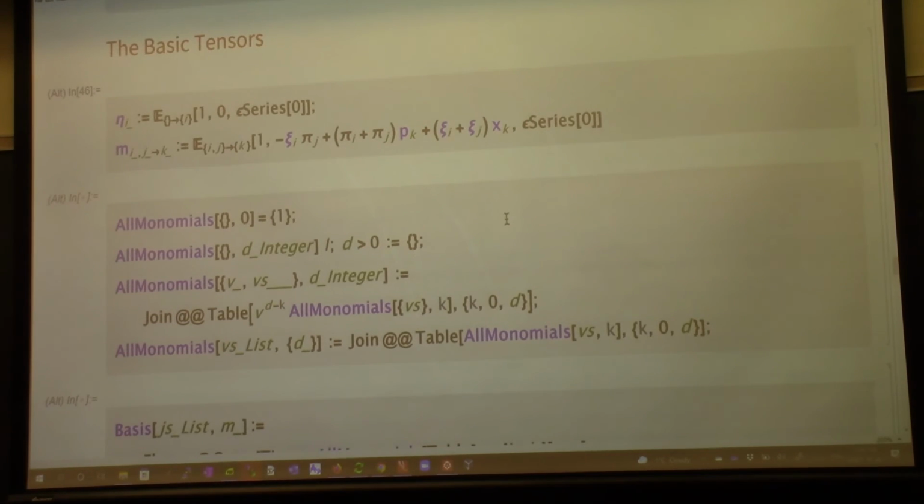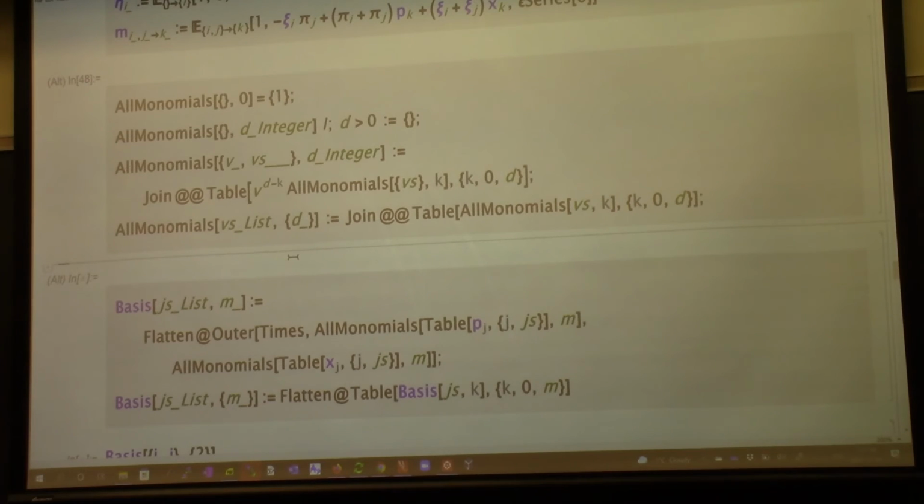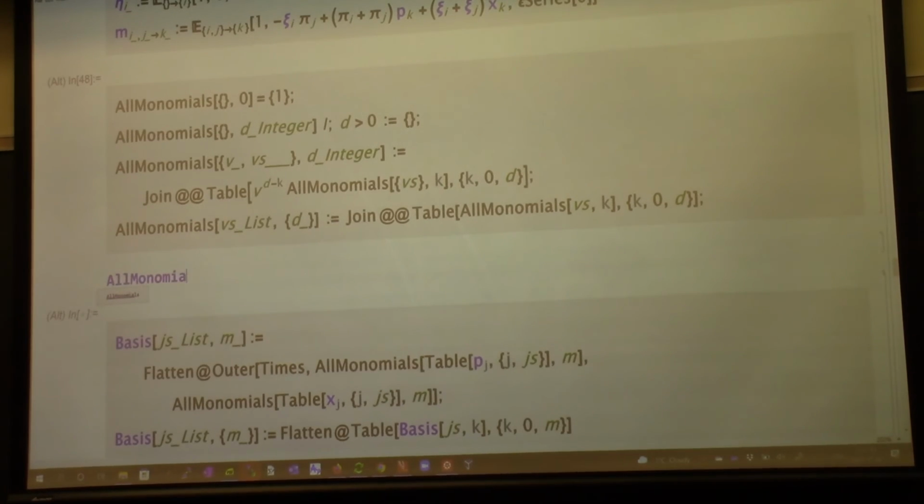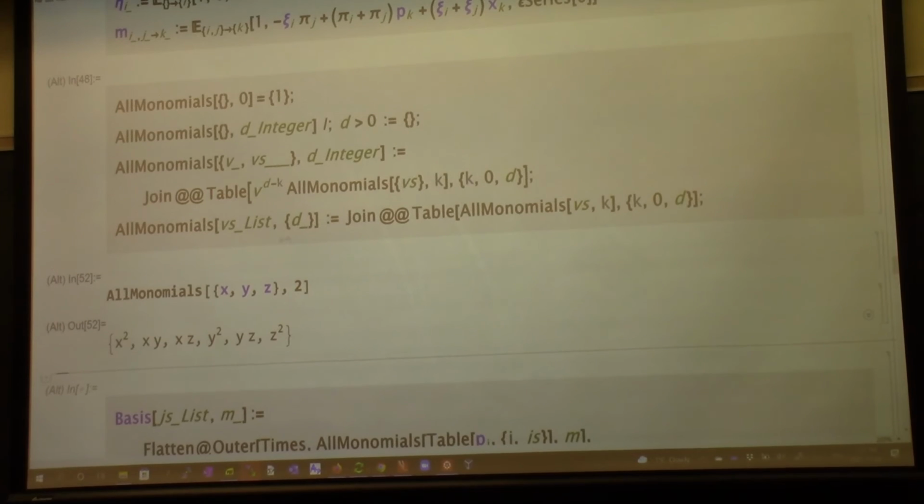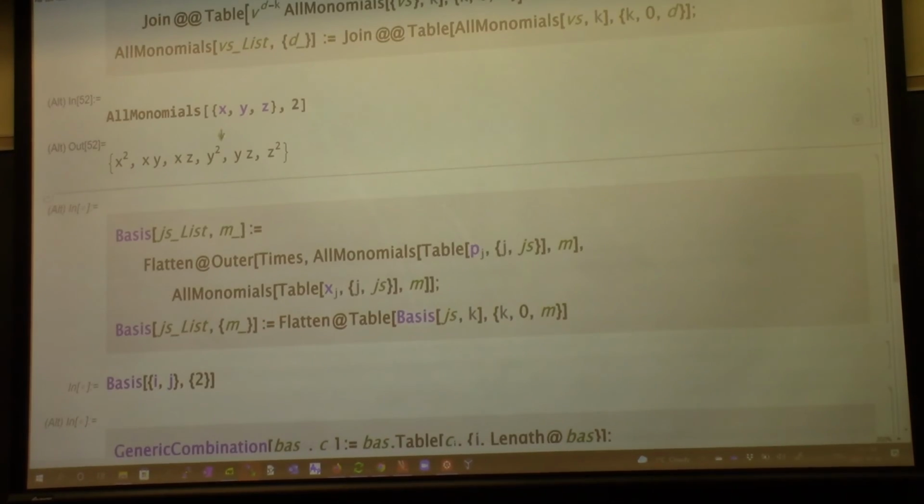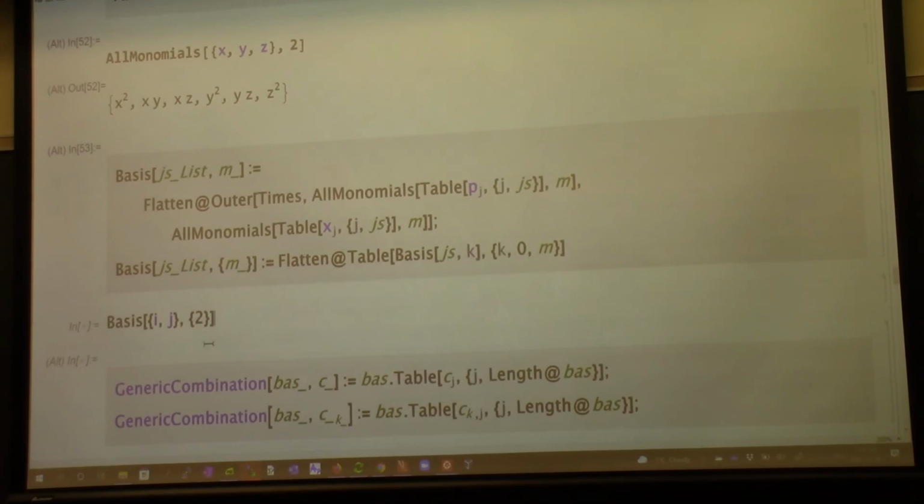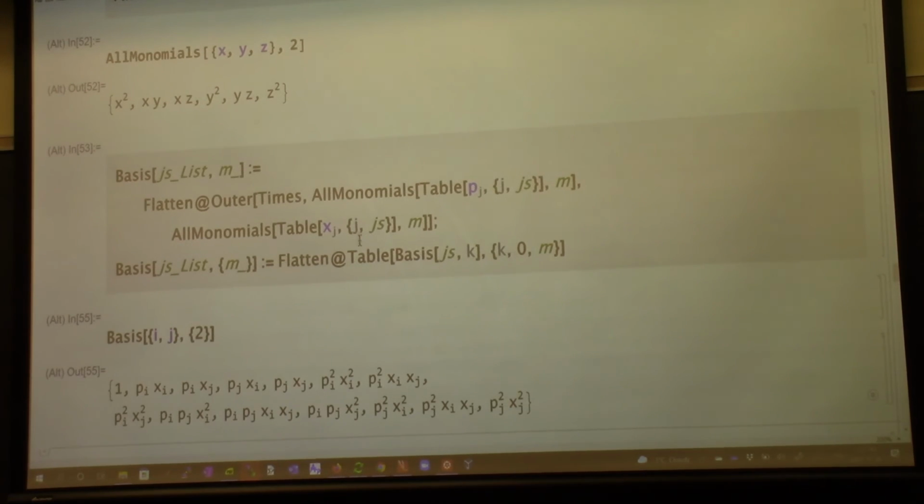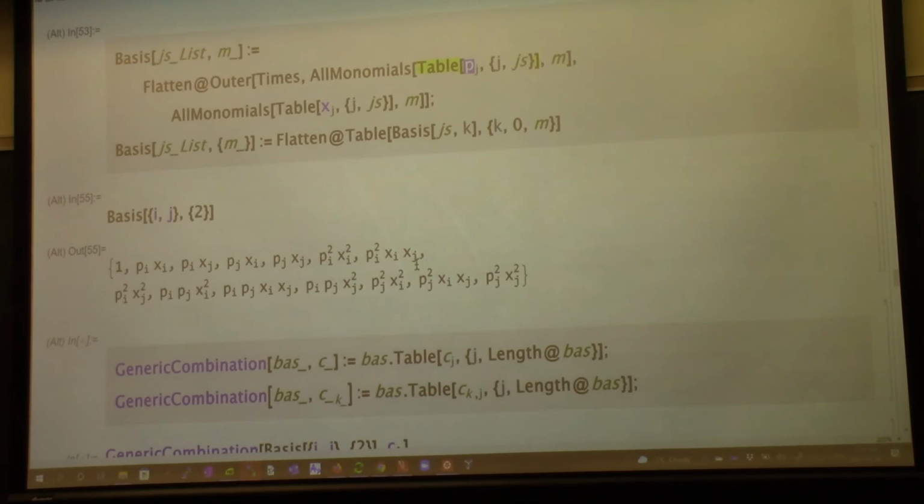I write a program to generate all the monomials. So if I want all monomials in variables x, y, and z, and of degree 2, this program will generate them. Then I'm looking at the basis in our case. So if I want the basis with tensor factors i and j and order up to 2, here I'm actually entering the names of the variables I care about, p and x. So these are all the monomials to care about.